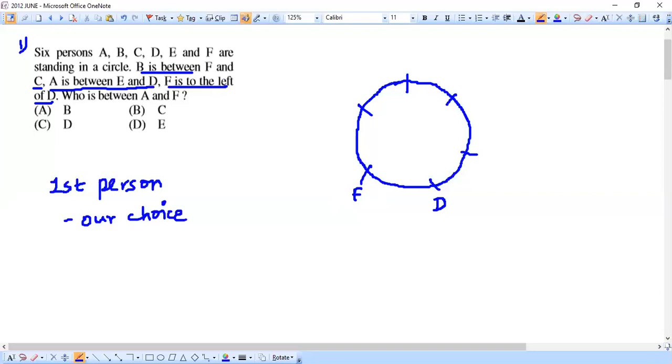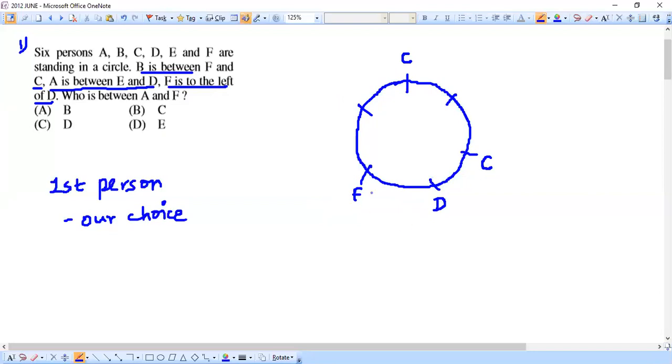Sorry, we can fix the person C, because C is either positioned here or positioned here. Is that clear? Only then will B be standing between F and C. See here, B is standing between F and C. That is what is given. So I can either have F and C with one position in between, or F and C where here we have one position in between.